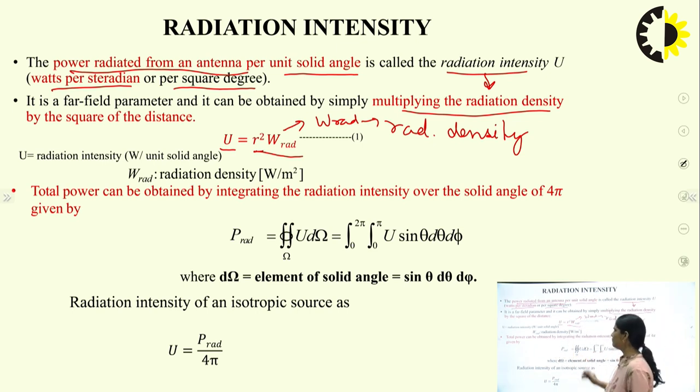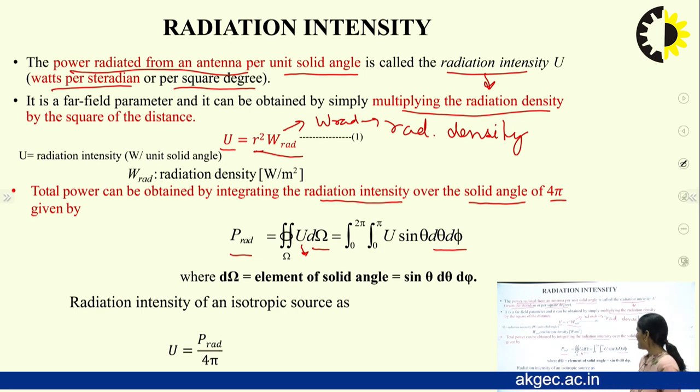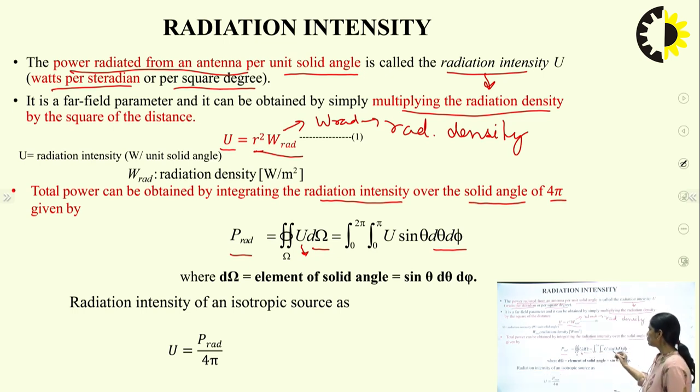Now, the total power can be obtained by integrating the radiation intensity over the solid angle of 4 pi. Power radiated is equal to the closed integral of U d omega, where U is your radiation intensity and omega is the beam area. Integrate with respect to theta and phi. As already discussed in the previous lecture, we consider spherical coordinates r, theta, phi. So d omega is equal to sin theta d theta d phi, integrated with theta from 0 to pi and phi from 0 to 2 pi. Here d omega is the element of solid angle.